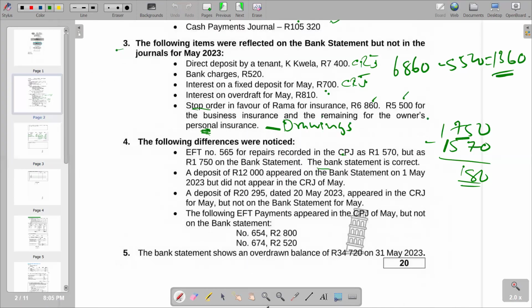So we go to the next item. This is a deposit of 4,000 that appeared in the bank statement on 1 May 2023, but did not appear in the cash receipts journal of May. So what does it mean? It means there's a deposit of 12,000 which appeared on the bank statement on 1 May, but we are seeing that that deposit is not appearing in the journal of May. So which means we need to check that 12,000.